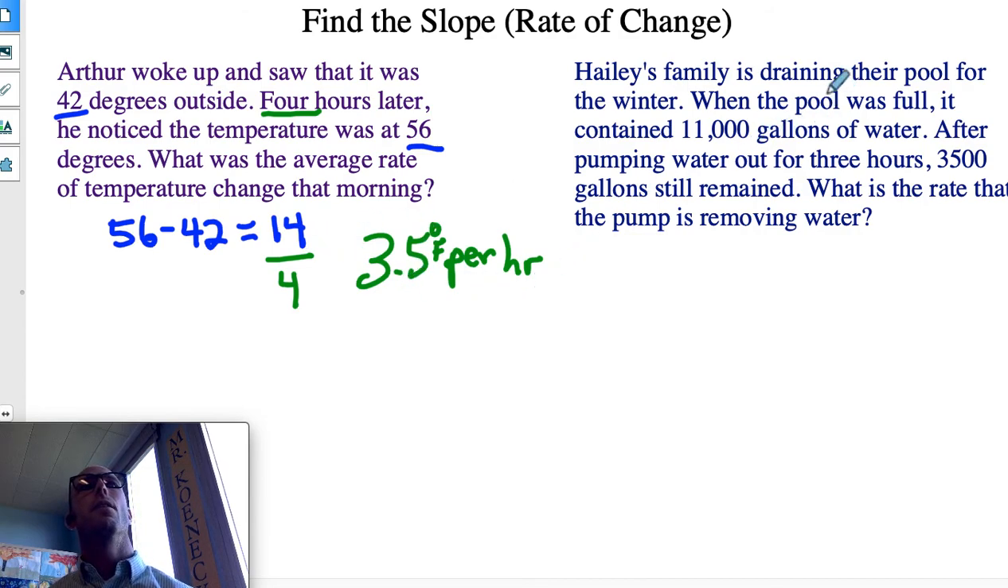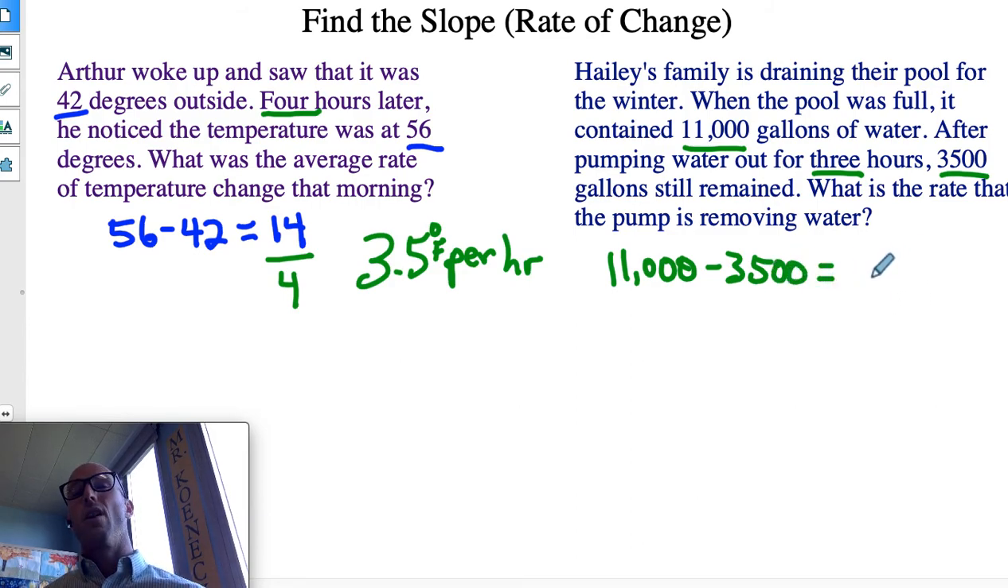All right, similar kind of problem. Haley's family is draining their pool for the winter. When the pool was full, it contained 11,000 gallons of water. That's a lot of water. After pumping water out for 3 hours, 3,500 gallons still remains. What is the rate that the pump is removing water? We need to know the total water that's been removed. It went from 11,000 to 3,500, so 11,000 minus 3,500. That's going to give me the water that's been removed so far.